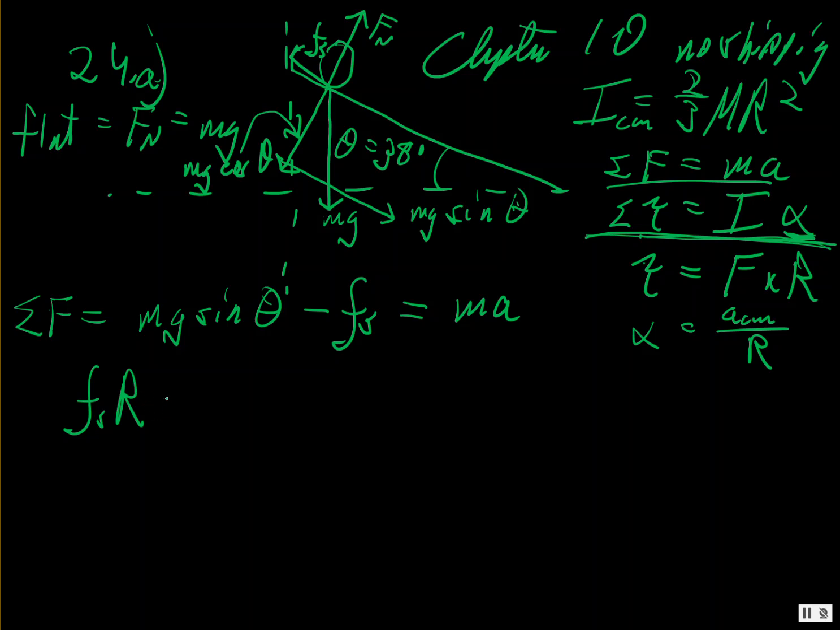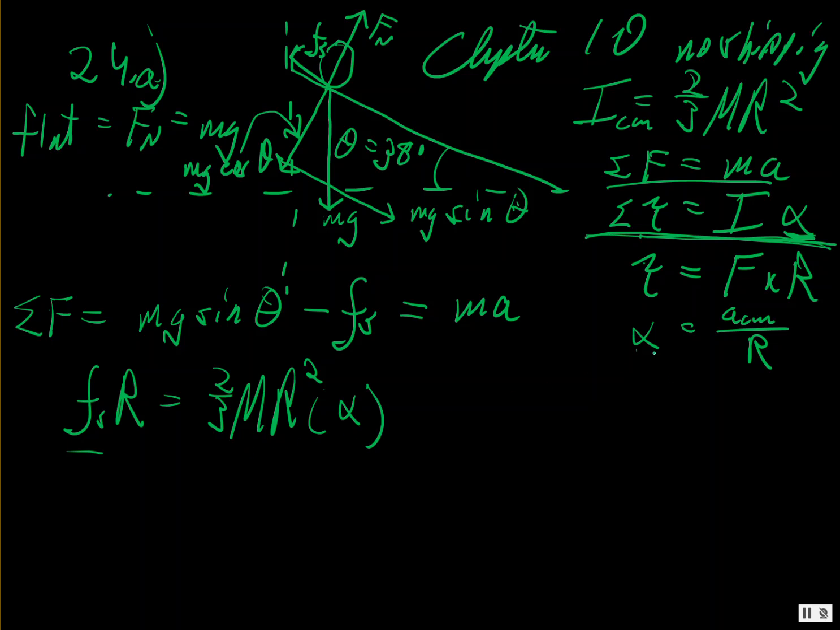So the frictional force times R is equal to, well, what's the moment of inertia? It's 2/3 mr squared. And then we have our alpha over here. Now you say, where are you going with this? I'm trying to isolate or solve for the static frictional force. How are we going to do that? We've got to do a little more substitution.